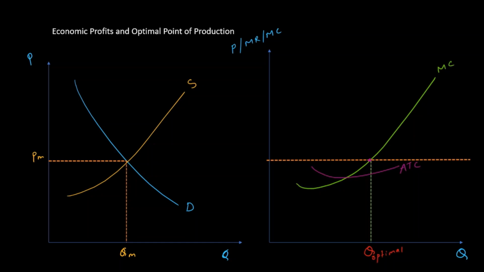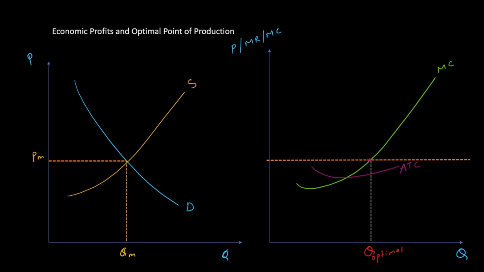Now before I go further, I have a question for you. What will happen if I manufacture or produce beyond the optimal point of production? Supposing my optimal point of production is 10 units. So the question is, what will happen if I manufacture 11 units instead of 10 units?